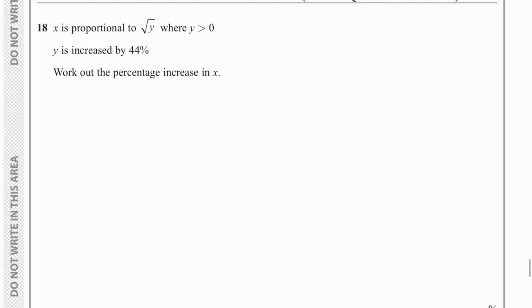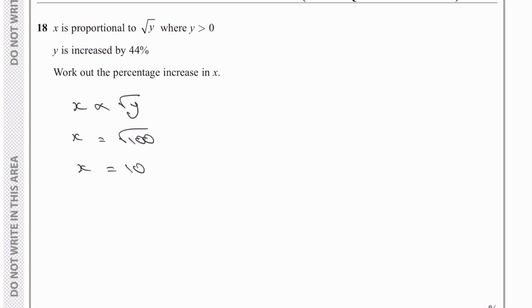X is proportional to the root of Y, where Y is larger than 0. Okay, so let's have a look at that. So if we're saying that X is proportional to the root of Y, let's say for a moment that Y in this particular case is say 100, as it's going to be easier if we increase by 44%. So therefore X equals the root of 100, so in this particular case X would equal 10.